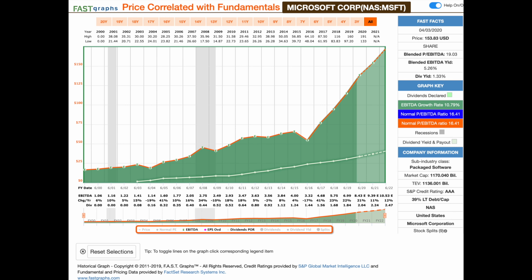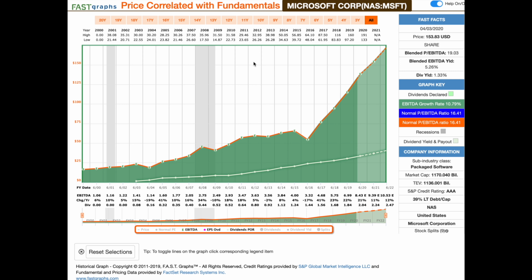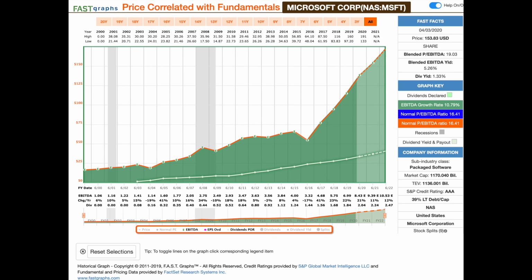Now, let's focus in on the chart to the right of the screen. You can see the stock price as of this recording is $155. The blended price to EBITDA ratio is 19.21. One way to think of that is how much you're paying for $1 worth of earnings. 19.21 is the multiple applied to that $1 of earnings. If you look down in the blue box, you can see that for this period, the normal price to EBITDA ratio is 16.41, which means Microsoft is selling at a premium right now relative to itself for this time period.